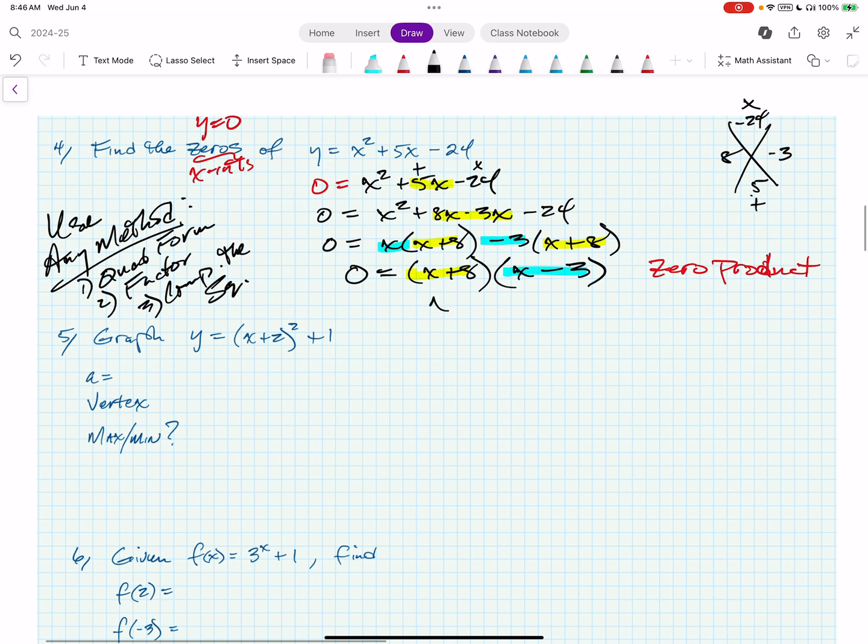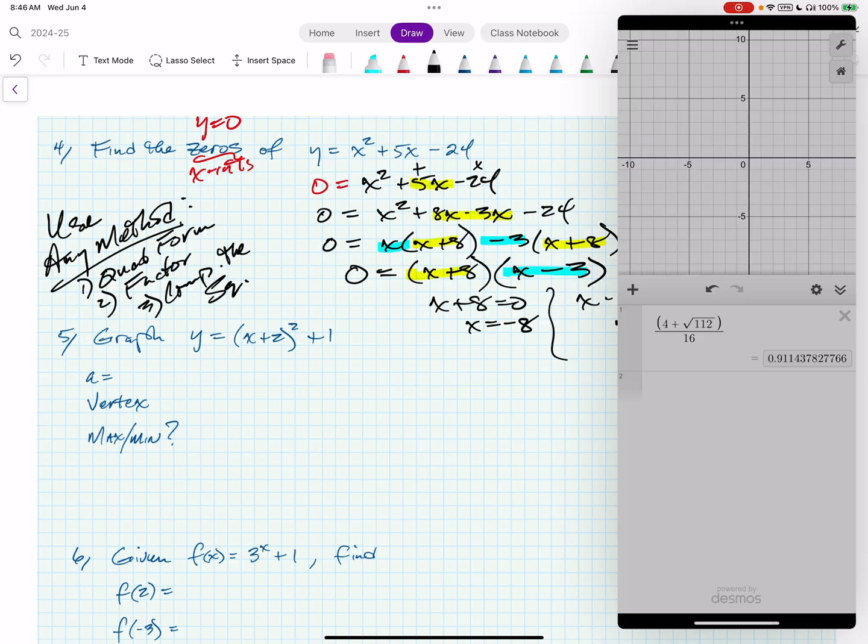So here, when is x plus 8 equal to 0? When is x minus 3 equal to 0? One of these has to be 0 to have a zero product, because we know anything times 0 is 0. So here, the obvious answer is negative 8. Negative 8 plus 8 is 0. And here, 3 minus 3 is 0, so the obvious answer is 3. So you have two zeros.